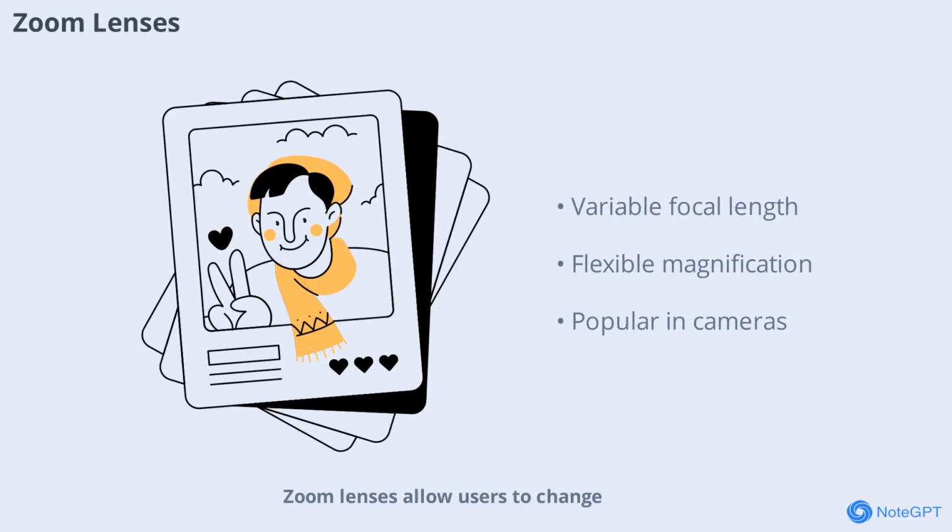Zoom lenses allow users to change focal length and magnification without switching lenses. By moving lens elements inside the housing, zoom lenses provide flexibility for photographers and videographers. This adaptability makes them popular in cameras and camcorders, offering convenience and creative control.